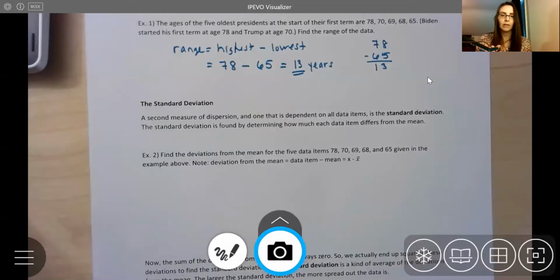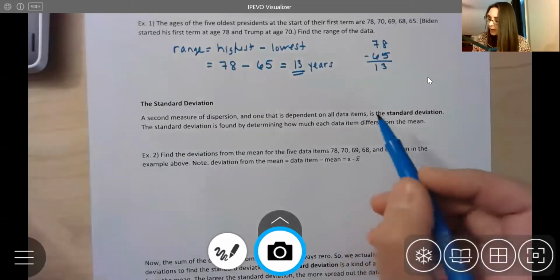So we have another measure of dispersion called the standard deviation, which is used much more frequently. And the reason it's used more frequently is because it actually does take into account every single data point in the calculation. Because of that, it is a much more complicated calculation.